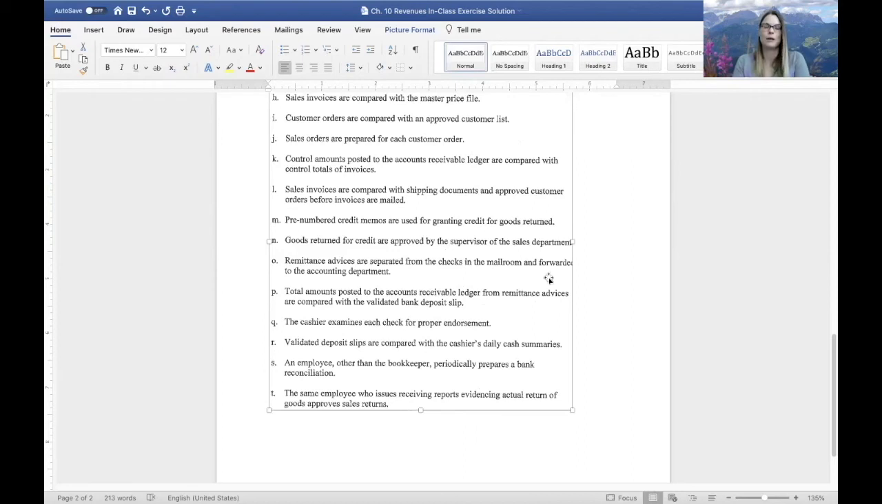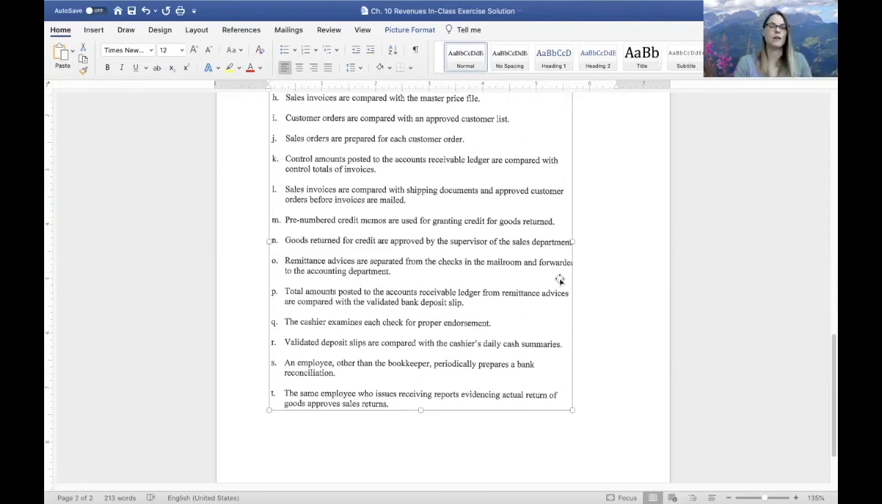Okay, so total amounts posted to the AR subledger from remittance advices will be compared with the total from the bank deposit slip. Okay, so these are two independent totals, which is nice, right? One is from the person who prepares the bank deposit slip. They have all the checks that they received, they're totaling them up. One total is from the person with all the remittance advices.